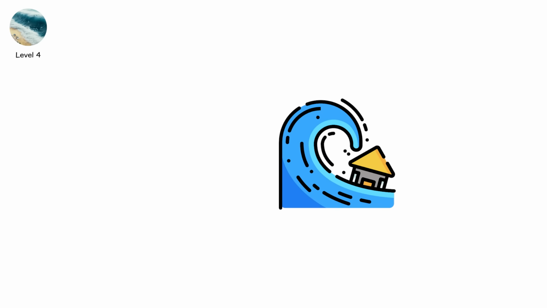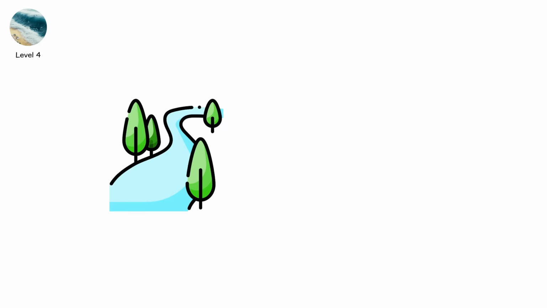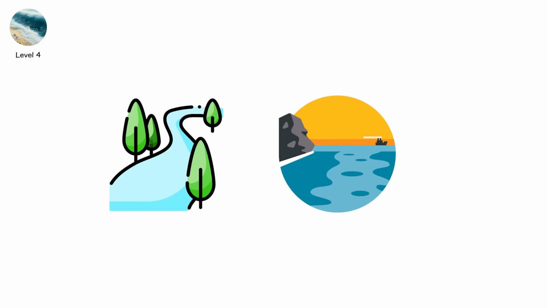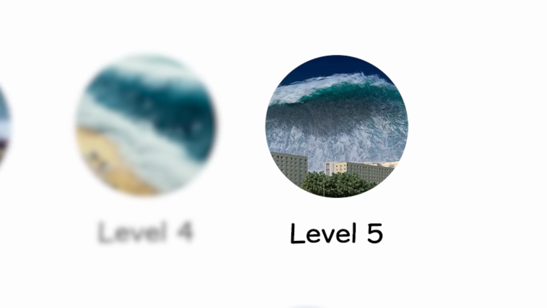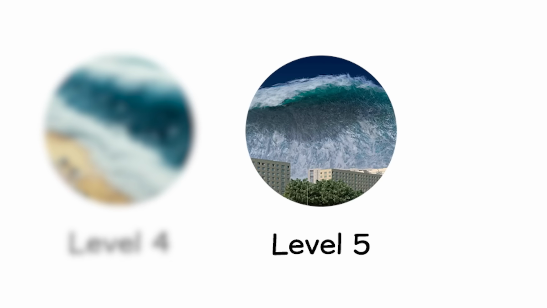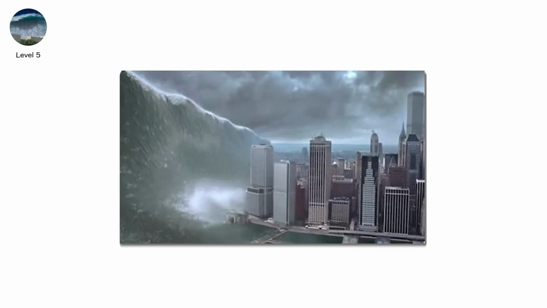Not every tsunami reaches this level, but the ones that do rewrite coastlines. Literally, entire rivers reverse, bays are recarved, sandbars disappear. What used to be a street is now part of the ocean. Forever. Level 5. Level 5 is where tsunamis stop being regional threats and start becoming city killers.